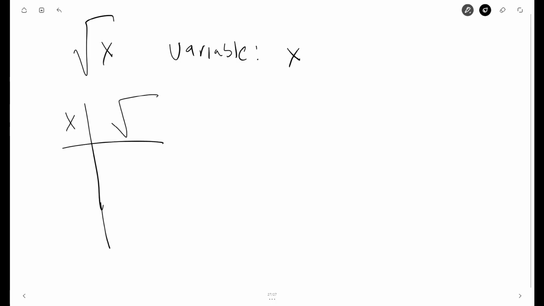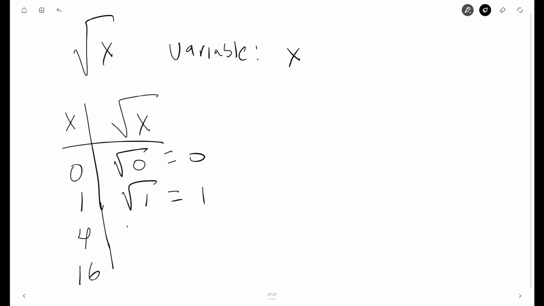Let's say you have square root of x. So the variable here is x. So let's choose some values. Okay, so you have x, and then you have square root of x. So you have something like 0, 1, 4, 16. So you plug in the x values into the variable x. So you have something like square root of 0 is 0, square root of 1 is 1, square root of 4 is 2, square root of 16 is 4.